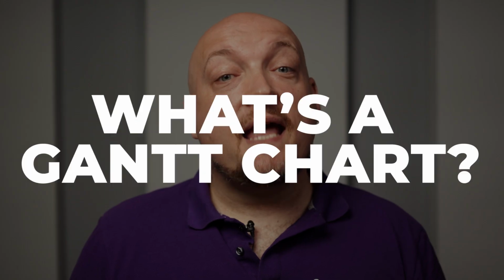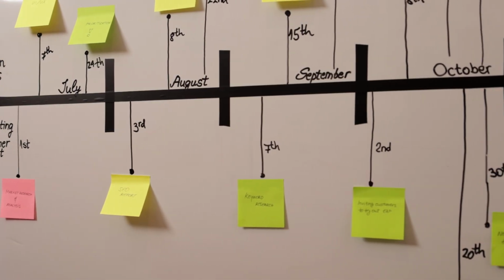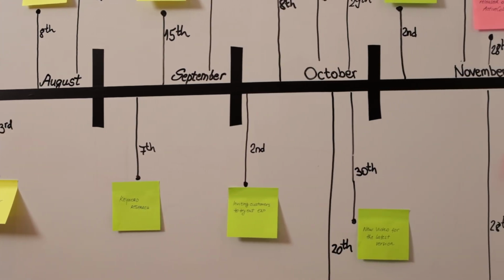What's a Gantt chart? At the beginning of the 20th century, Henry Gantt created and popularized a Gantt chart that shows the project schedule. On the horizontal axis, the chart shows the time, while tasks in the project are shown on the vertical axis.